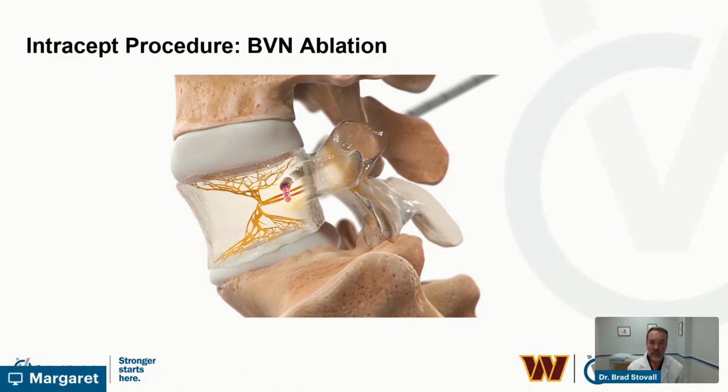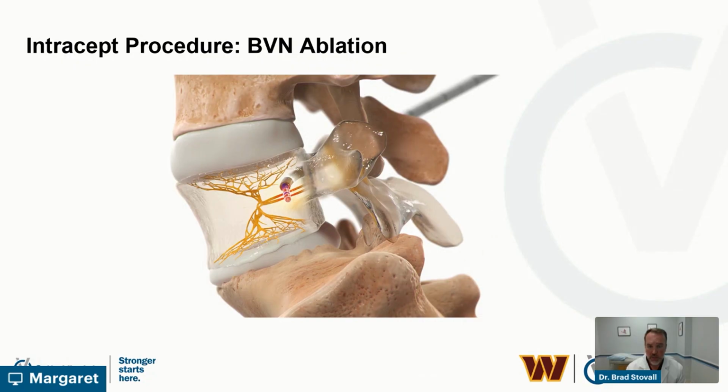The Intracept procedure is a catchy term that we use to describe the procedure, but what it's really doing is burning a nerve called the basivertebral nerve. So this is, again, another spine image. You can see the healthy disc right above the clear structure, which is the disc, and then you have the bone. And this nerve, the basivertebral nerve, actually lives inside the bone, and it sends the pain signals from that part of the cartilage in the bone.